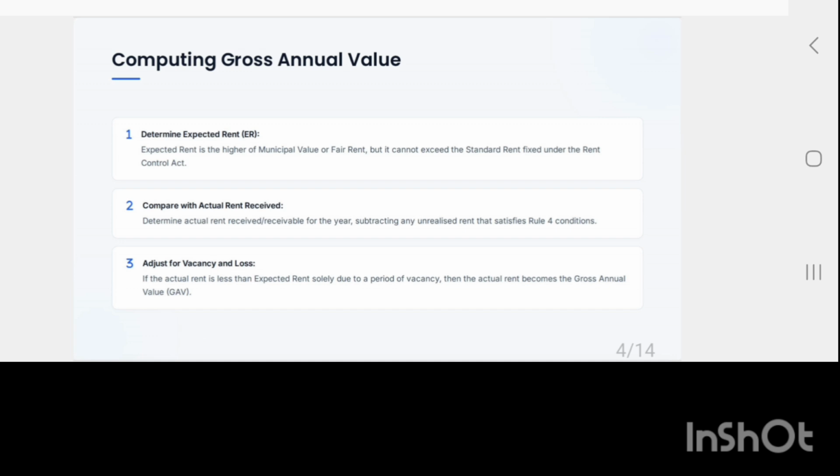For computing the income from house property, we must first know the gross annual value. To calculate the gross annual value, we must determine the expected rent, or the municipal rent, or the fair rent, but it cannot exceed the standard rent fixed under the Rent Control Act. Second, we must compare it with the actual rent received. Third, if there is any vacancy loss or period of vacancy, it must be considered.